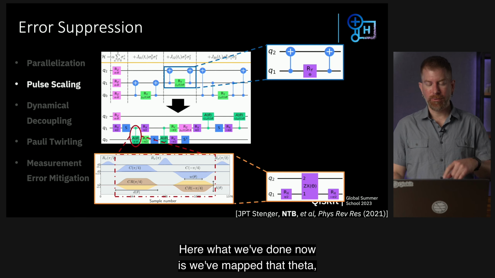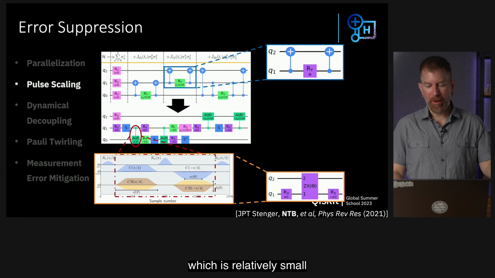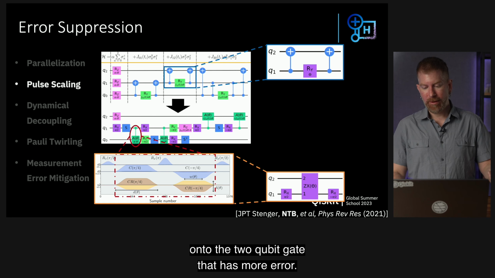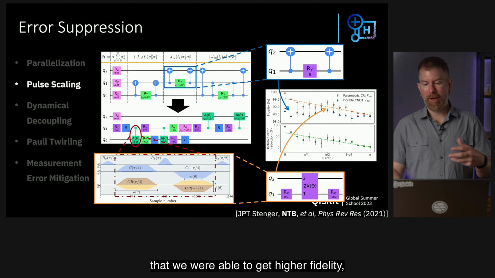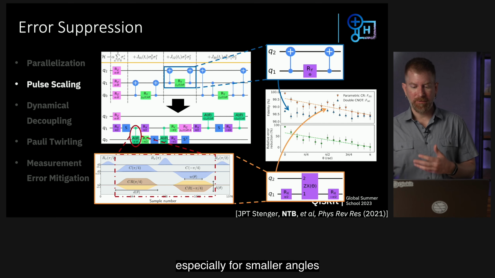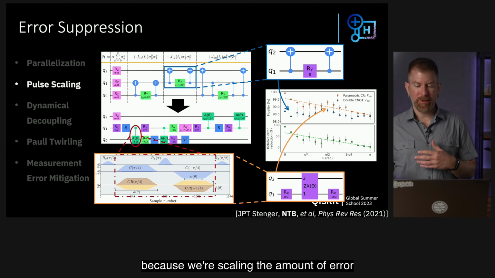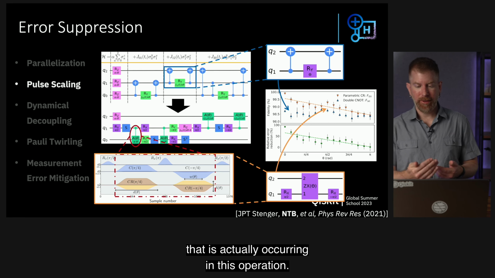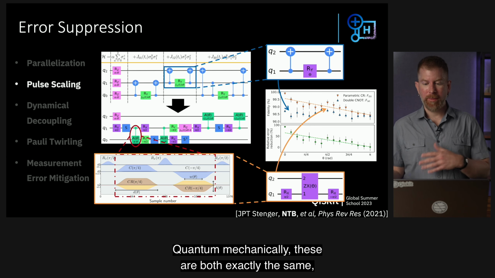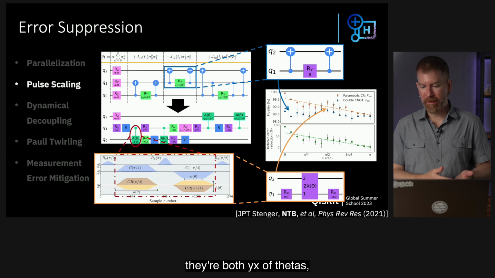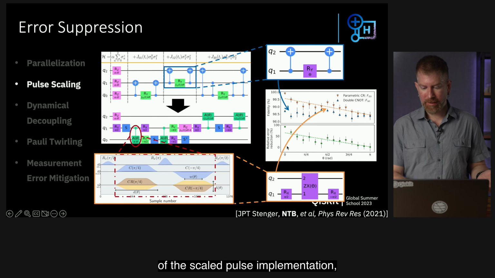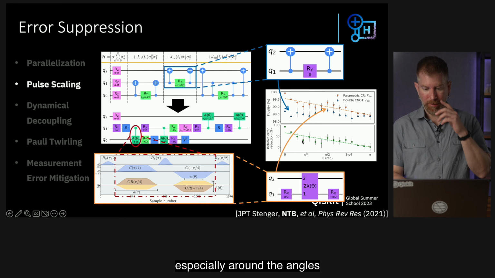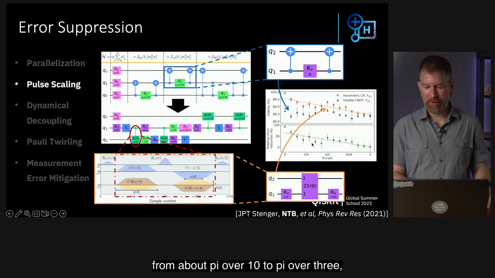Here, what we've done now is we've mapped that theta, which is relatively small, onto the 2-qubit gate that has more error. So we could expect, and indeed observed using process tomography, that we were able to get higher fidelity, especially for smaller angles, because we're scaling the amount of error that is actually occurring in this operation. Quantum mechanically, these are both exactly the same. They're both YX of theta, but the way you implement it gives an additional improvement with the scaled pulse implementation, especially around the angles from about pi over 10 to pi over 3.